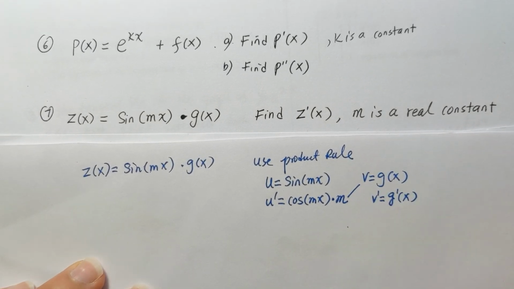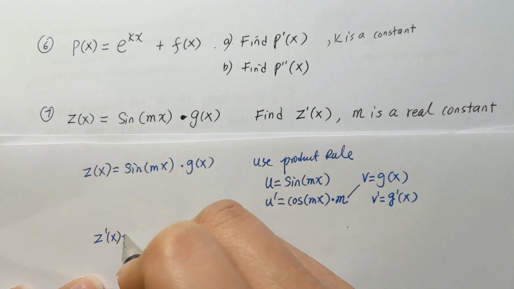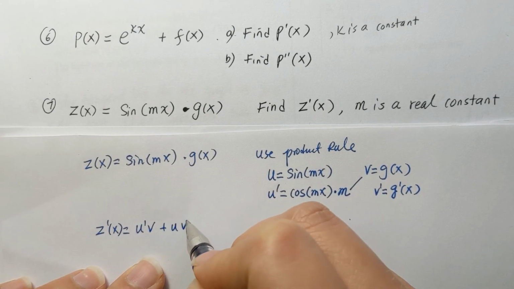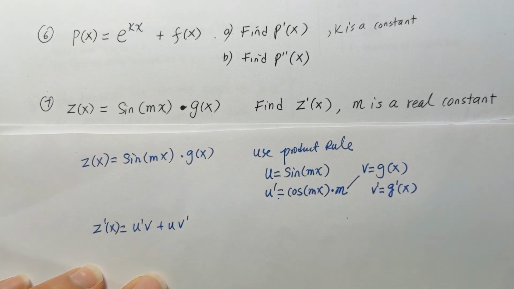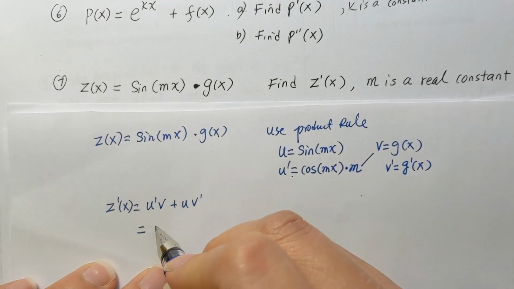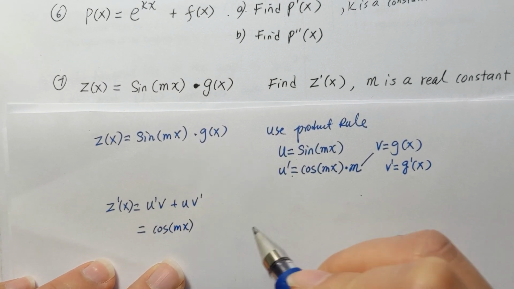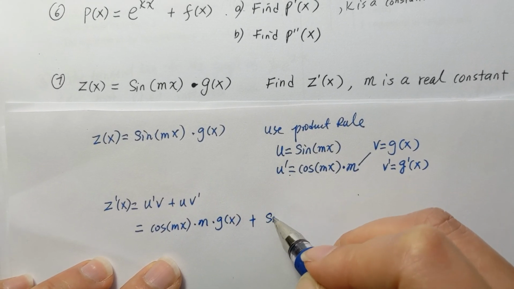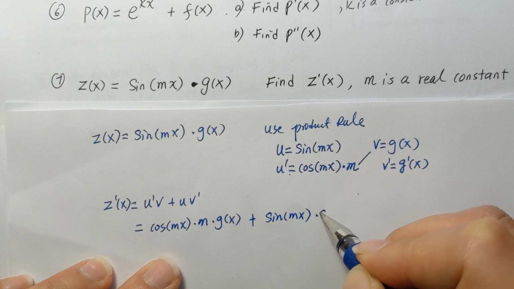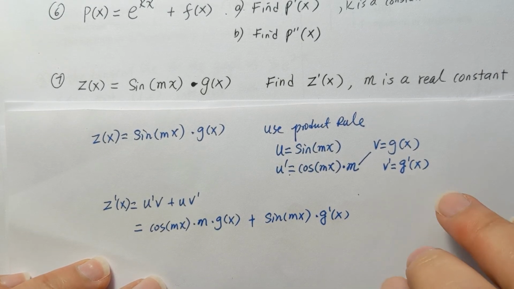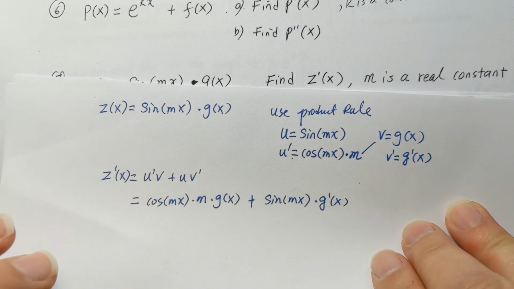Now we're going to use the product rule. So z prime of x. Okay, the product rule is u prime v plus u v prime. Multiply this first, and then you're going to add. Now we are going to get cosine mx times m and times g of x, and plus sine mx times g prime of x. So we finished question number 7. Let's go to question number 8.